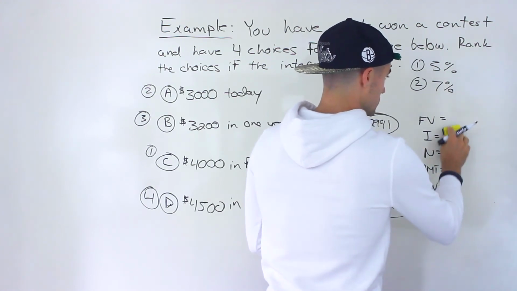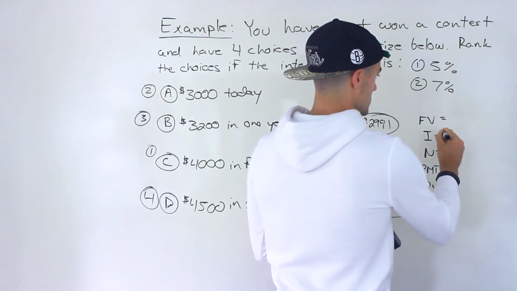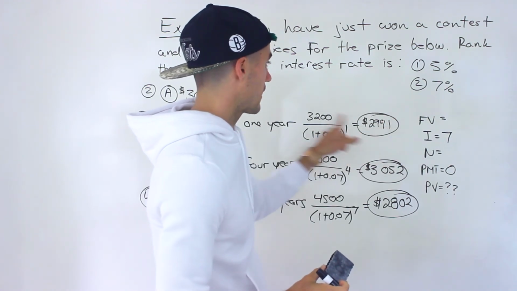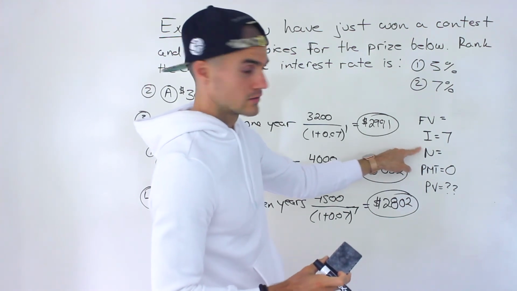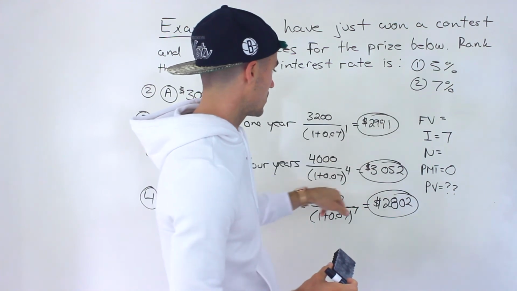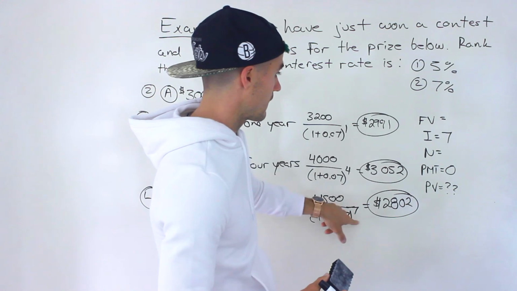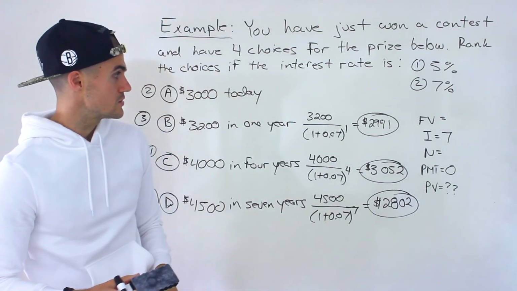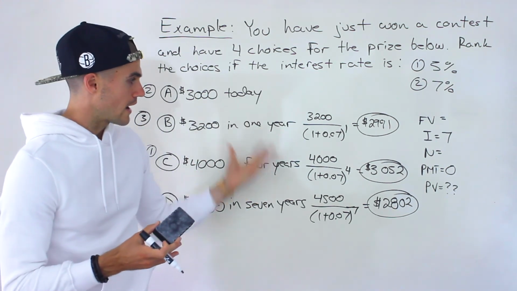And then same thing with the financial calculator. If you wanted to get these values, the inputs would be the exact same as before. It's just this interest rate would now be 7. So you'd be adjusting the future value and then the n. 3,200 would be the future value, and then 1 would be n to get this value, to get that PV. For this one, you'd put 4,000 here, then the n would be 4. For this one, you'd put 4,500, and then the n would be 7. Compute PV, you'd get 2,802.